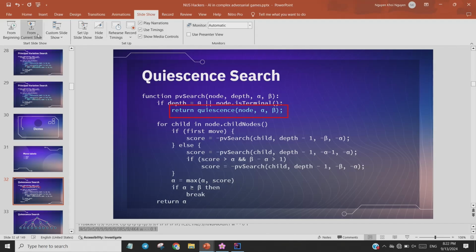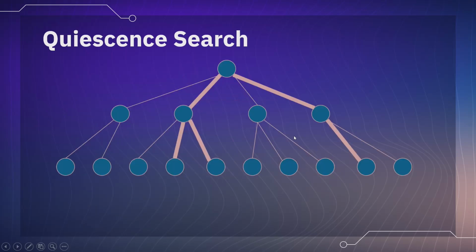What quiescent search does is, instead of searching the full tree, let's say this is the tree that you need to search, you don't search the full tree, you only search the capture moves. If it's a quiet move, you don't necessarily have to look forward. But if it's a capture move, then you need to explore further to see whether there's any capture that decreases your score. This search doesn't necessarily give you the best value, though. So let's look at how quiescent search looks in pseudocode.